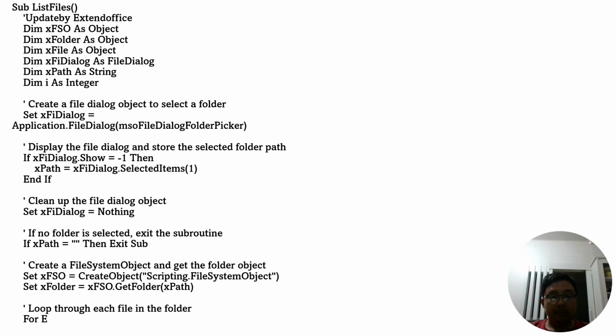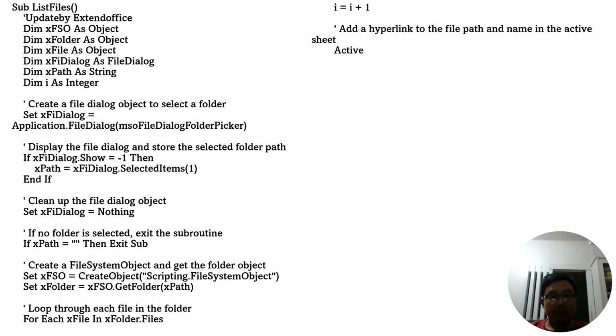processed. This macro can be executed by running the ListFiles subroutine. It will prompt the user to select a folder. And then it will list the files in that folder along with hyperlinks to each file in the ActiveSheet. Here's a step-by-step guide on how to use the provided code.